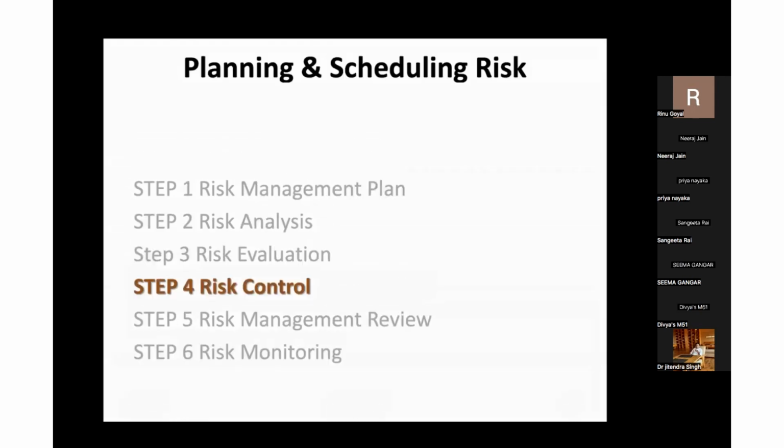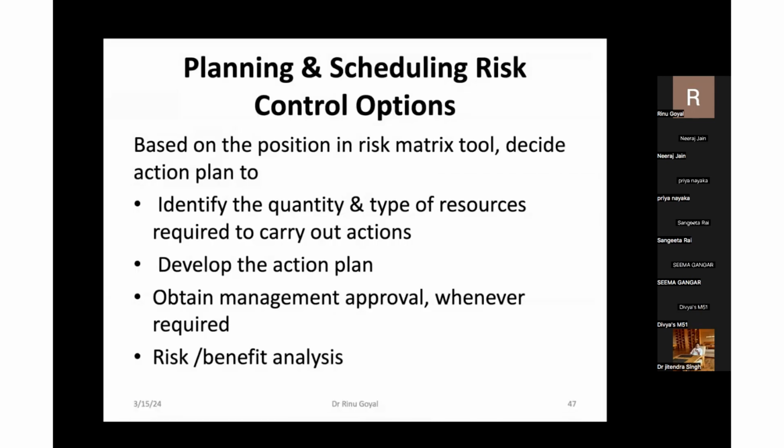Next comes risk control, step 4. What we have to do is plan and score, and apply the control options. Based on the position in the risk matrix tool, create action plans to identify the quantity and type of resources which will be required to carry out the actions, develop an action plan, and obtain management review and approval. Sometimes you need some extra resource. Maybe you need some extra manpower, some extra machine, or some extra quality control material, for which you have to take approval, financial approval.